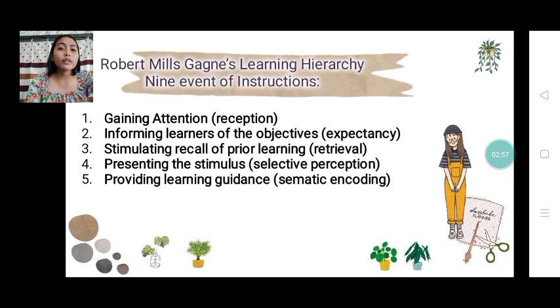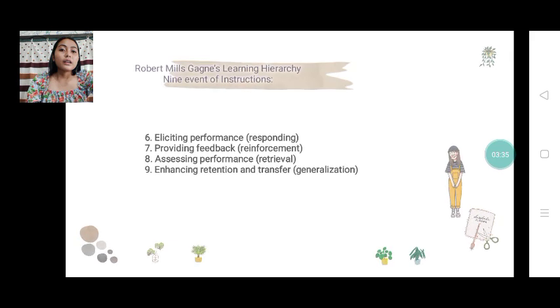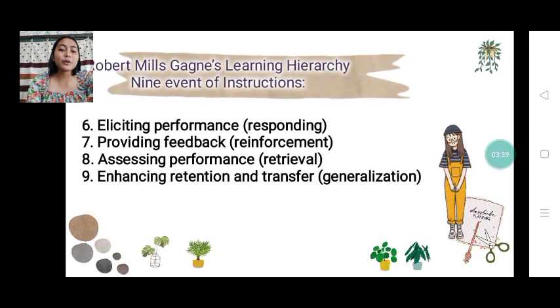Now, here are the 9 events of instruction according to Robert Mills Gagne in the learning hierarchy. First, gain attention, which we call reception. Second, informing learners of the objectives, or expectancy. Third, stimulating recall of prior learning, or retrieval. Fourth, presenting the stimulus, or selective perception. Fifth, providing learning guidance, or semantic encoding. Sixth, eliciting performance, or responding. Seventh, providing feedback, or reinforcement. Eighth, assessing performance, or retrieval. And the last one, enhancing retention and transfer, or generalization. So those are the 9 events of instruction.